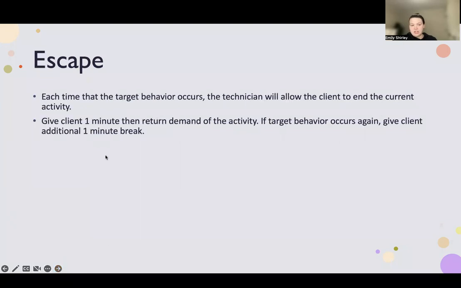And then the escape condition, so each time the target behavior occurs, the technician will allow the client to end the current activity. We're going to give the client a 1-minute break from the activity, and then we're going to return the demand. And then if the target behavior occurs again when the demand is returned, then you give the client an additional 1-minute break and just continue to follow that cycle of replacing the demand after 1 minute. If the behavior occurs again, give them an additional minute each time.